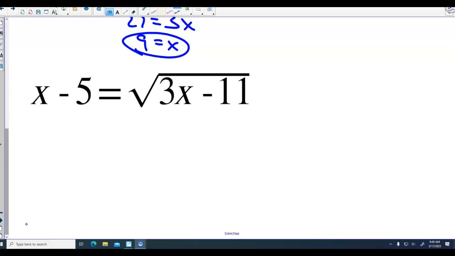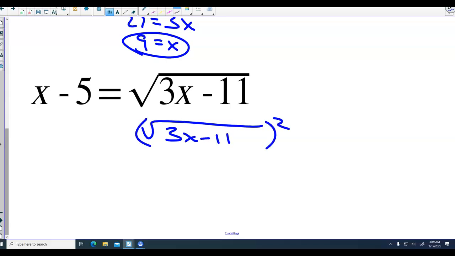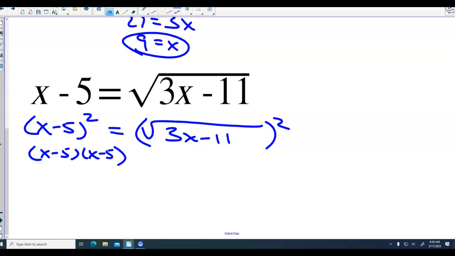To get rid of a radical, we still have to square both sides. So I'm going to square 3x minus 11 under the radical. But that means I got to square this entire side, which means it's x minus 5 in parentheses squared. You have to square the entire thing. Now, hopefully at this point, we recognize x minus 5 squared has to be written as x minus 5 times x minus 5. That has to be FOILed. So this becomes x squared minus 10x plus 25 equals, well, the square root of 3x minus 11 squared is 3x minus 11.